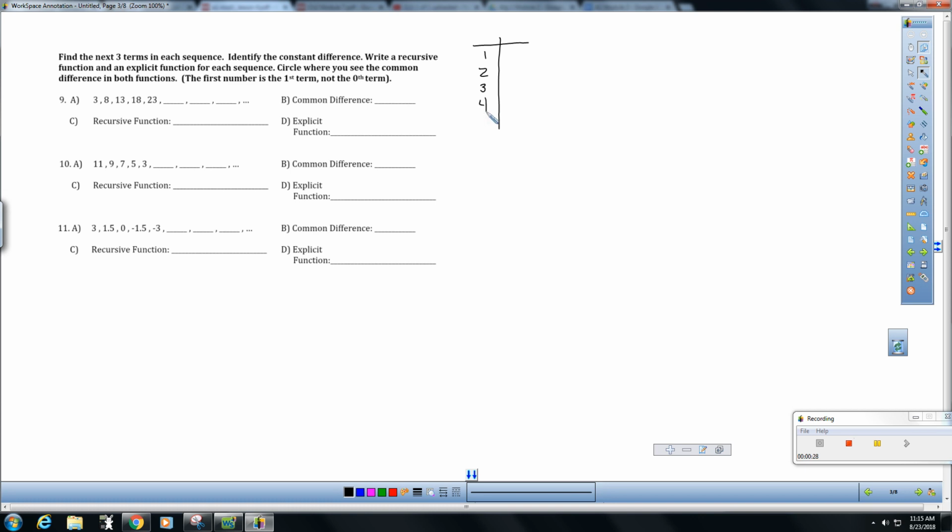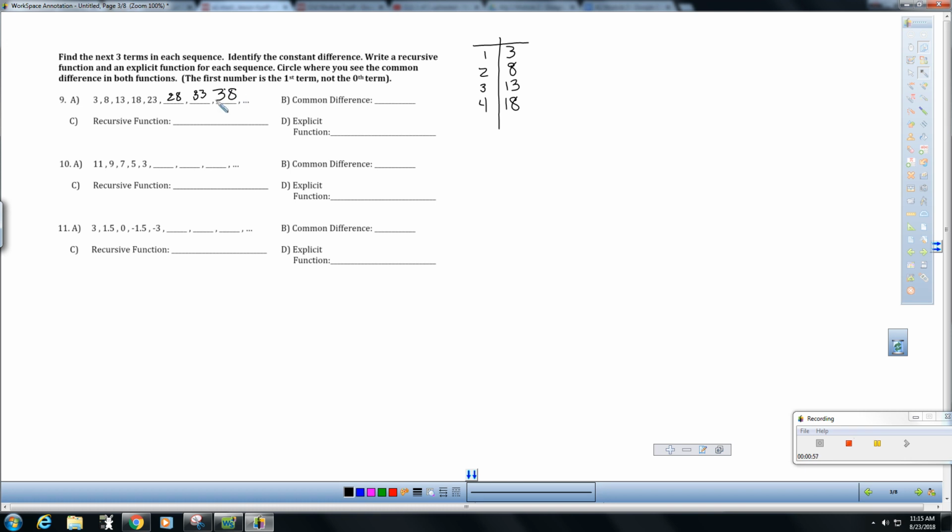The first term is 3. The second term is 8. The third term is 13, 18. Hopefully you identify this as an arithmetic sequence or a linear progression, okay? So it's easy to fill in the next 3 terms. I think we're adding 5 every time, 28, 33, 38. Sorry, this pen just doesn't work very well on this.